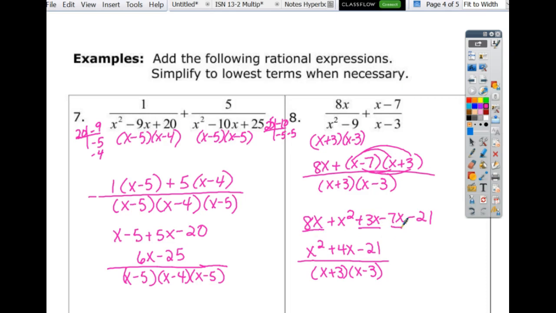Okay, so one last thing before we quit here. Does the top factor? Yeah. It does. 3 and 7. 7 and negative 3. So when I do that, I get x plus 7. Do you put the minus 3 up there? And it cancels out.